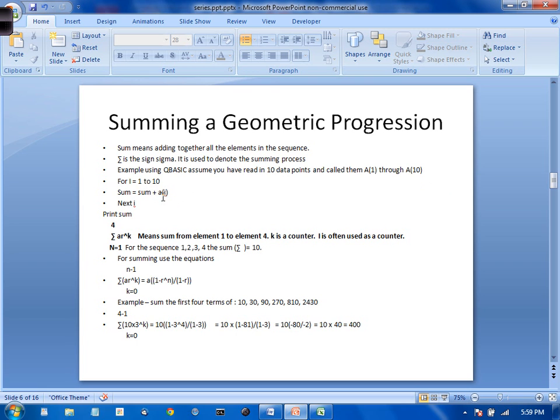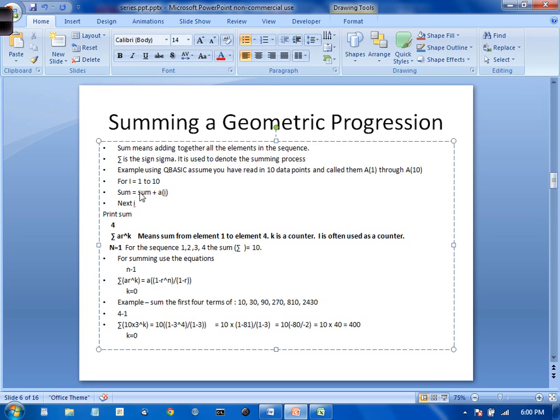But I want to sum them all. So I say for I equals 1 to 10, sum equals sum plus A(I), next. So every time it sees this command, the first A(I) could be, let's say, a weight, 200 pounds. So it reads A1, and that's 200 pounds, and it adds it to this variable here called sum. And then the next one, it could be the second weight, could be 150, and it'll add it to the 200. It goes through until it adds all 10, and when it gets to I equals 10, it goes on to the next routine. But then I say print sum.